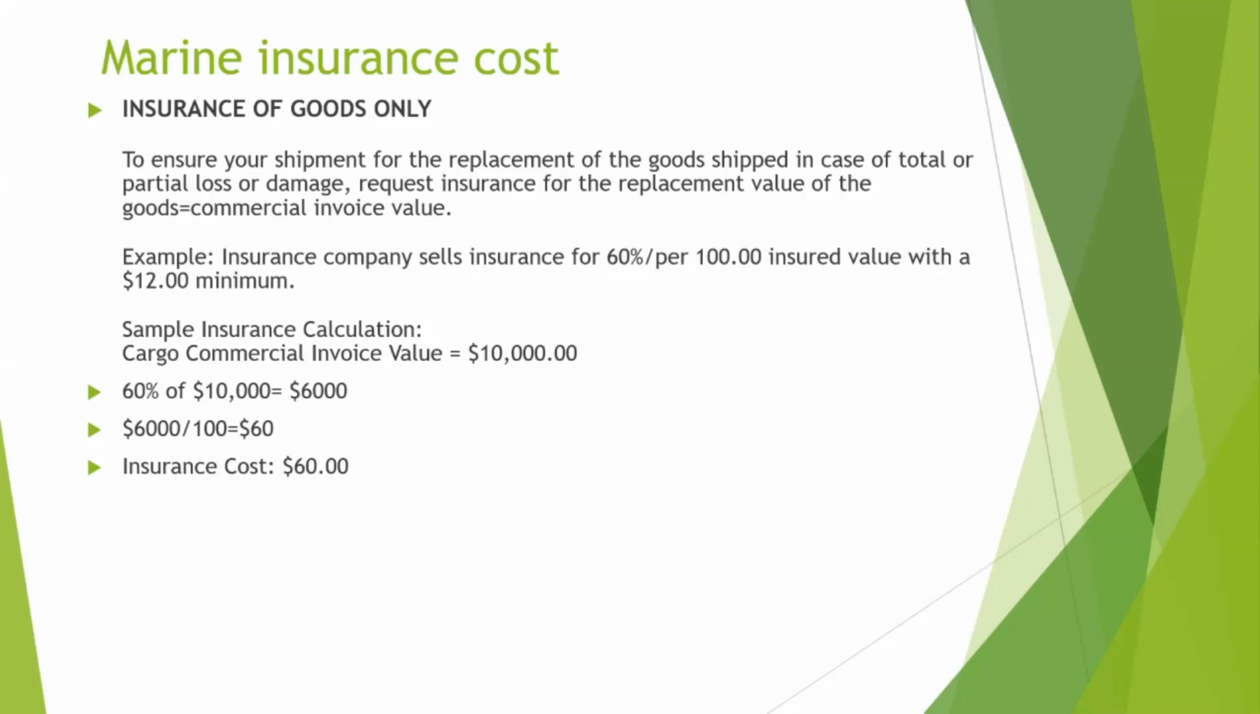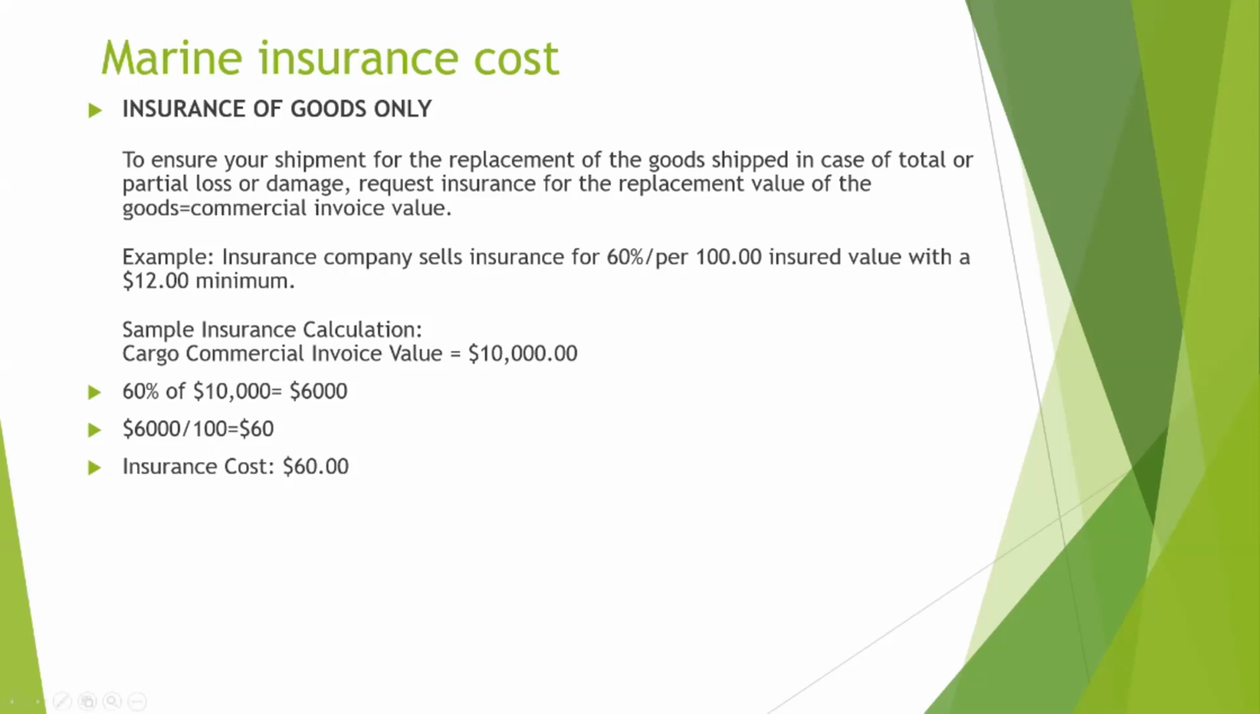So based on the invoice, simply they calculate like this. If the value of a commercial invoice is $10,000, for example the selling insurance is 60 cents per 100, so 60 cents per 100 of insured value with a $12 minimum. So this is the process: 60 cents per 100 of the $10,000 means 6,000 divided by 100. So 60 would be the total cost for insurance. This is the method of calculating the cost of insurance for the marine carrier.